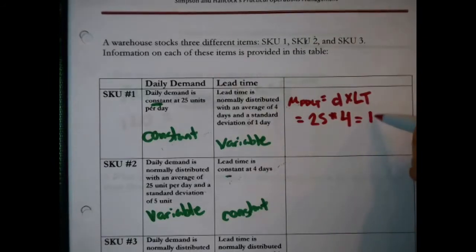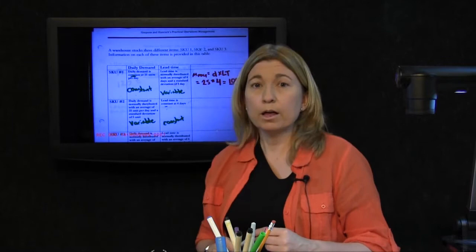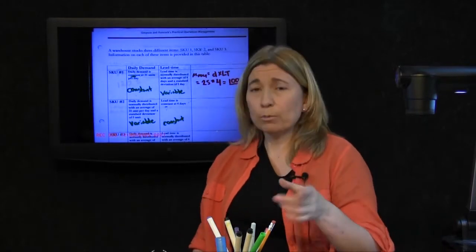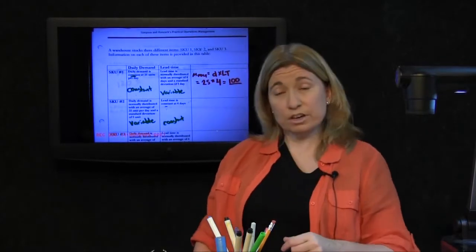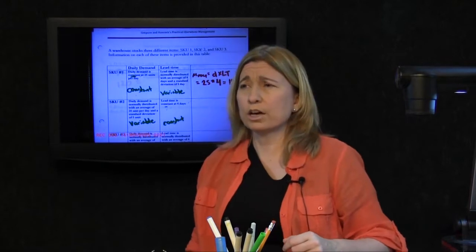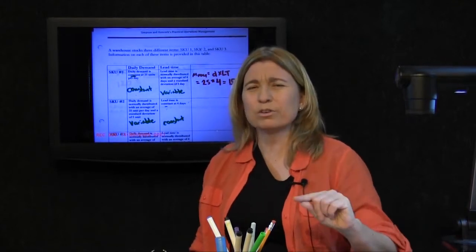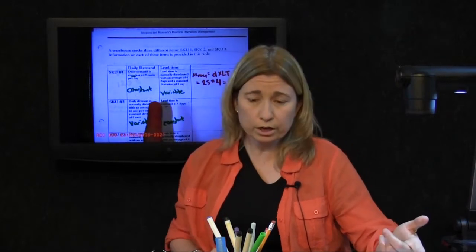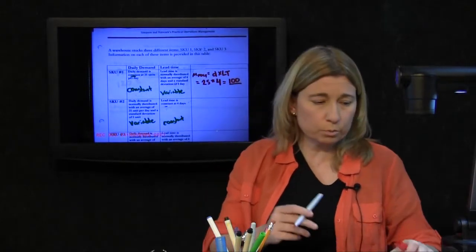So on average, we need 100 of that particular item during lead time. All right, so now we have what we need to determine the safety stock for SKU1. Why don't we go ahead and do this logic, though, as long as we're on this page, for the other two stock keeping units, because we're going to need to do that as well.